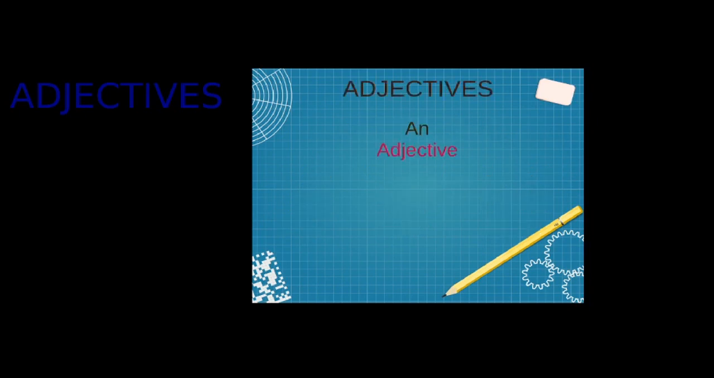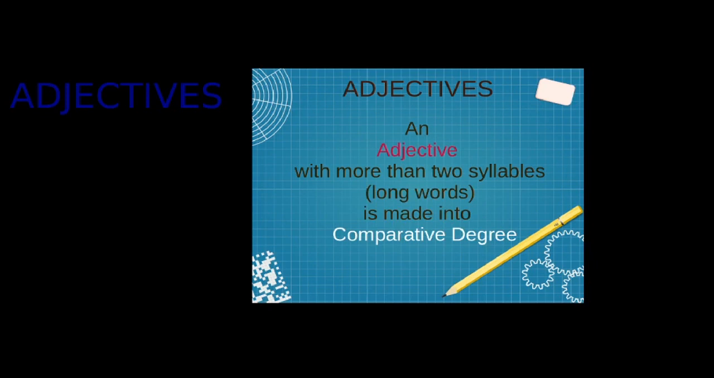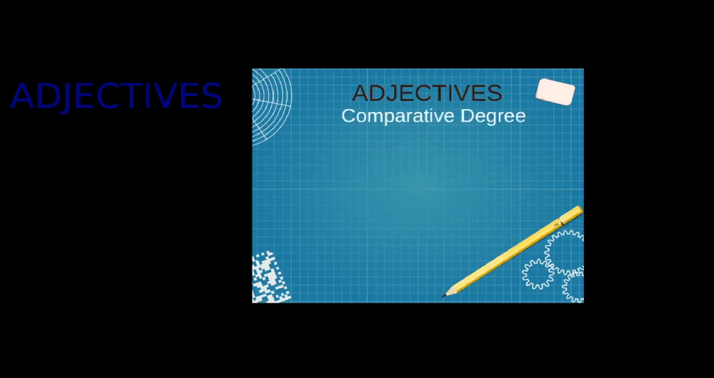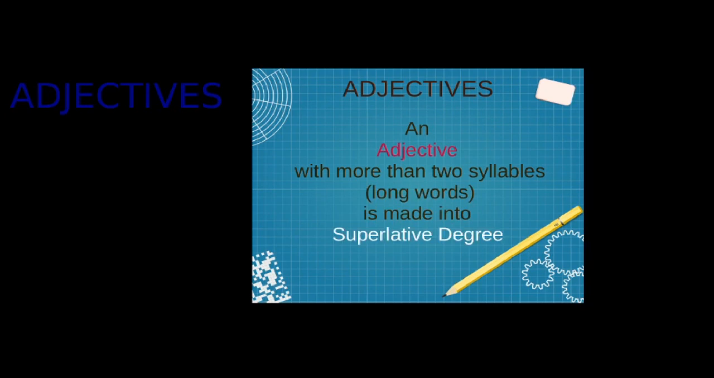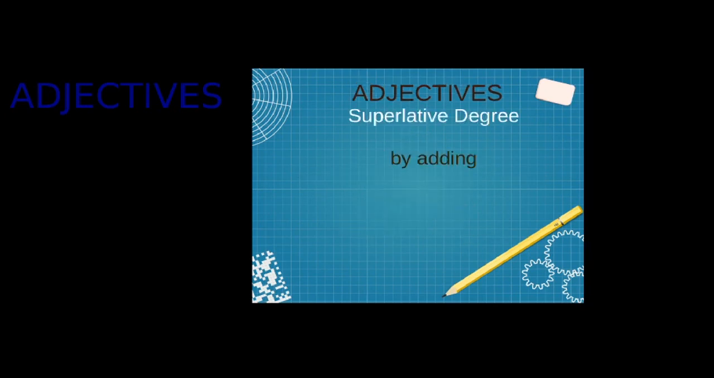Okay, an adjective with more than 2 syllables. If an adjective has more than 2 syllables, that is long words, it is made into its comparative degree. How? By adding more to the positive degree. So it makes its comparative by adding more to the positive. And an adjective with more than 2 syllables, that is the long words, is made into superlative. How? By adding most to the positive.